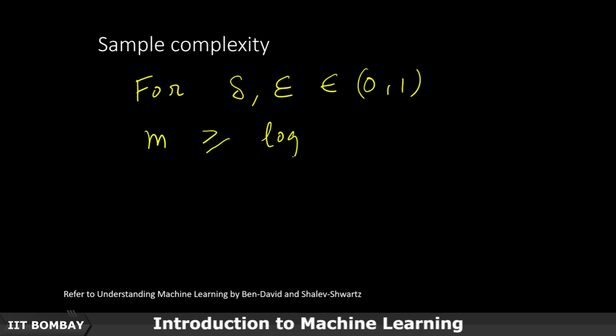So our sample complexity is such that if we have a delta and an epsilon that belong to the 0-1 interval, then m had better be greater than log of (size of H divided by delta), all divided by epsilon. So this is our probably approximately correct sample complexity.